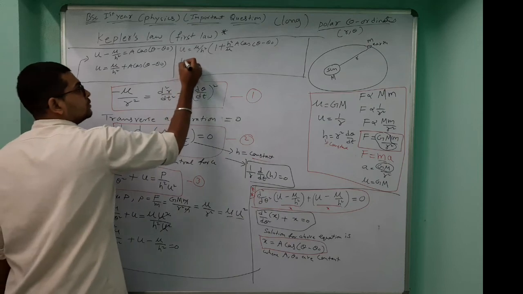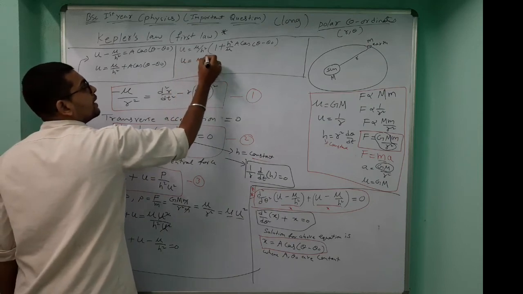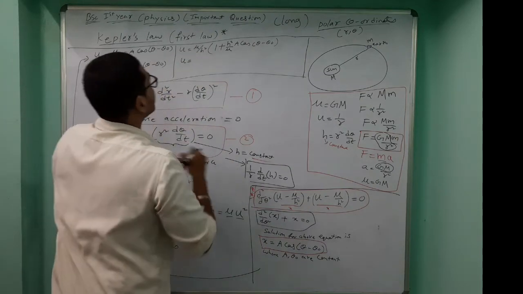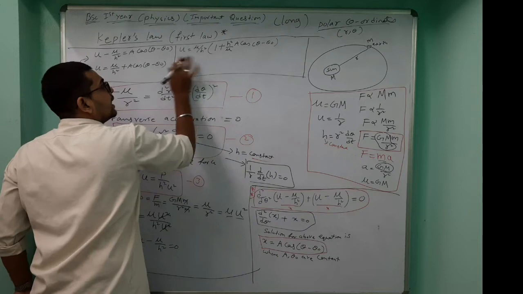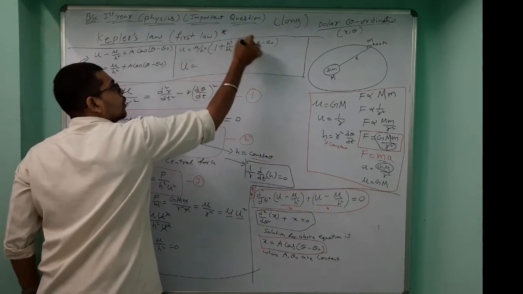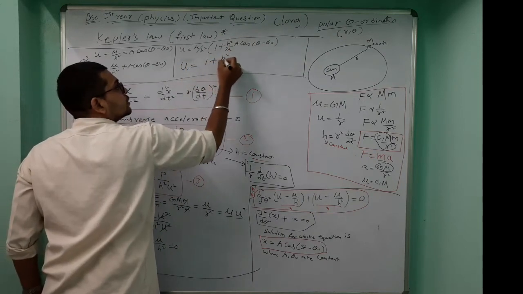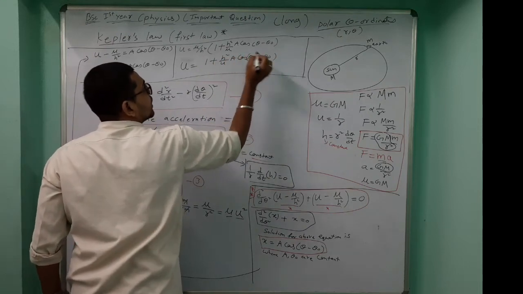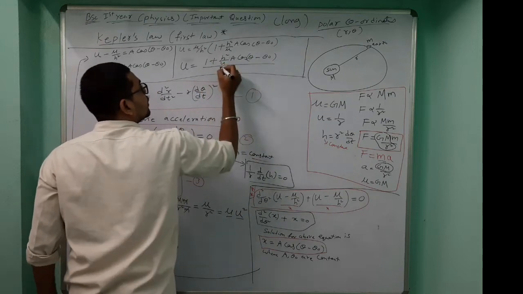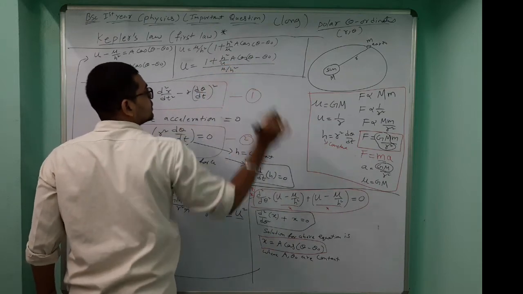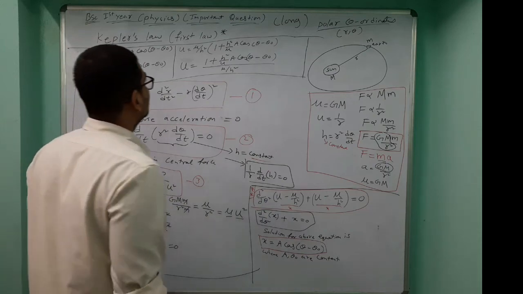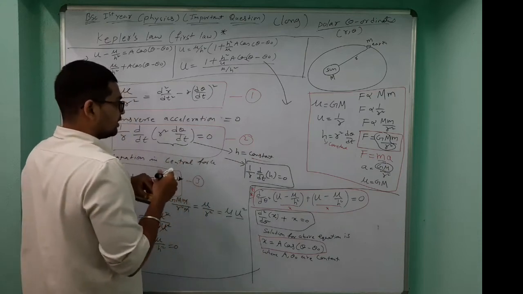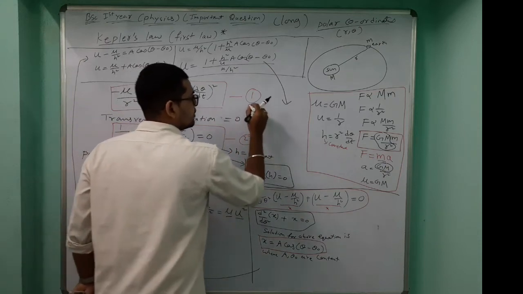Now u is equal to mu. So what I am doing, I am taking this in the numerator, denominator I am taking. So I will write like this, u is equal to this whole 1 plus h square by mu a cos theta minus theta naught. Okay, by mu by h square. Okay, so this one I'll write here. Let's see what is the important last step what we have in this box.